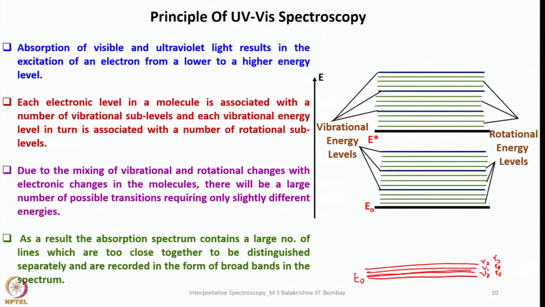As a result, what happens? The same thing happens when it occupies the excited state also. Because of the presence of several vibrational and rotational levels in the electronic state, and because the energy required to promote electrons from different vibrational and rotational levels is very small, when we look into the electronic transition, we observe several transitions starting from different vibrational and rotational levels to the excited state. As a result, the net spectrum we obtain looks much broader. So the absorption spectrum contains a large number of lines which are too close together to be distinguished or separated, and are recorded in the form of broad bands in the spectrum. For the same reason, the UV spectrum looks much broader, unlike other spectra.